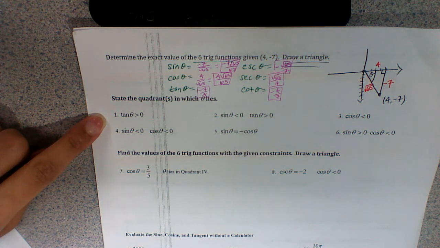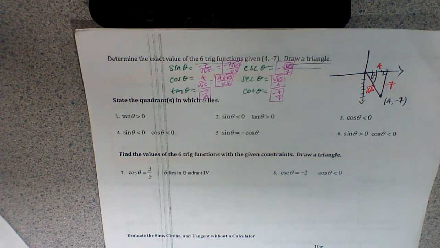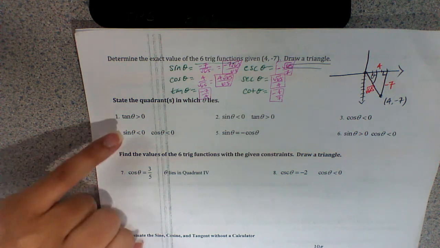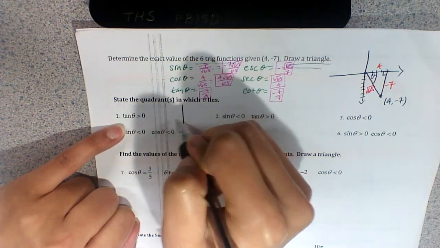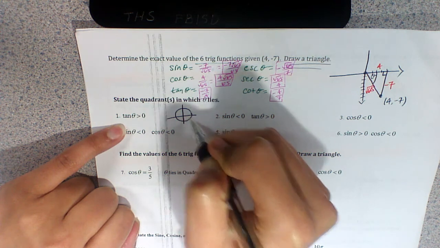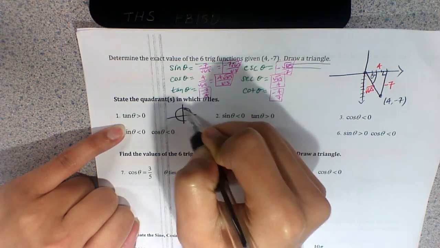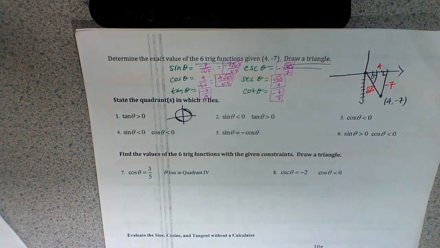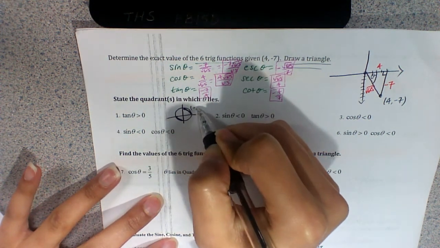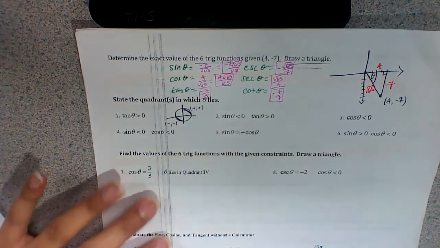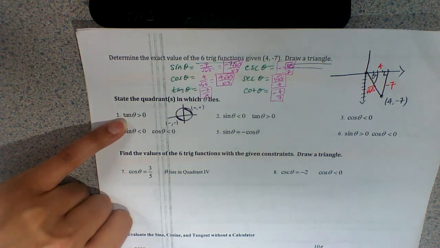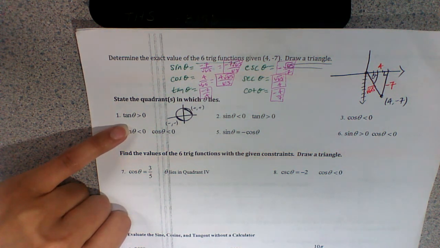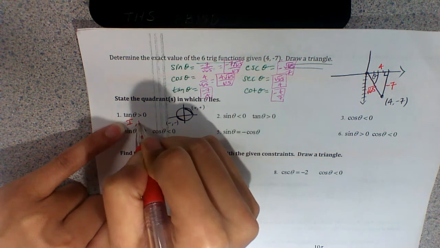Now, for number 1, it says, where is tangent a positive number? So tangent is positive in the first quadrant and in the third quadrant, because in the first and in the third, both sine and cosine have the same sign. In the first quadrant, they're both positive. In the third, they're both negative, and so if you were to find tangent, remember it's sine over cos, if you were to divide those, you end up getting a positive number. So tangent is positive only in quadrants 1 and 3.